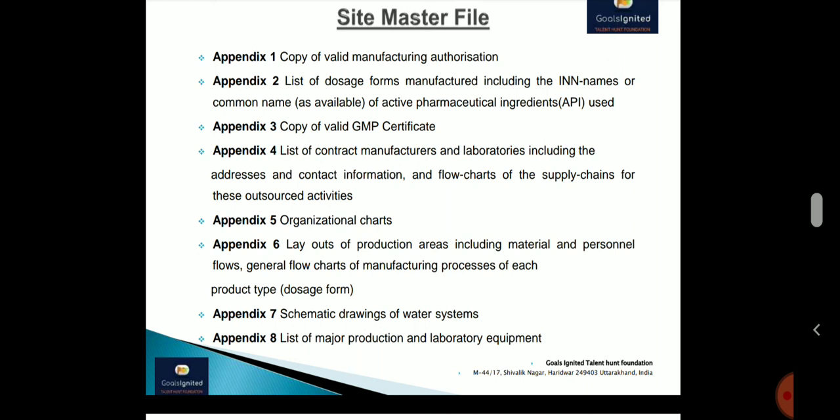This is the mandatory requirement for the EU, as well as other regulatory requirements like TGA and Vietnam and everywhere. You are required to compile all the information within 30 pages, and you may have 5 to 10 extra pages for the appendices. So this is all about the site master file.